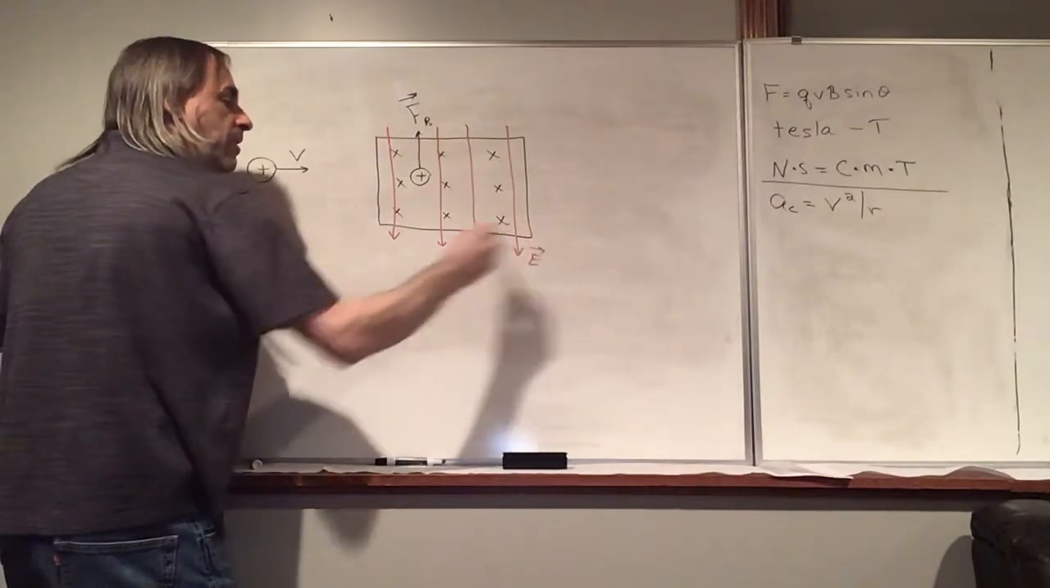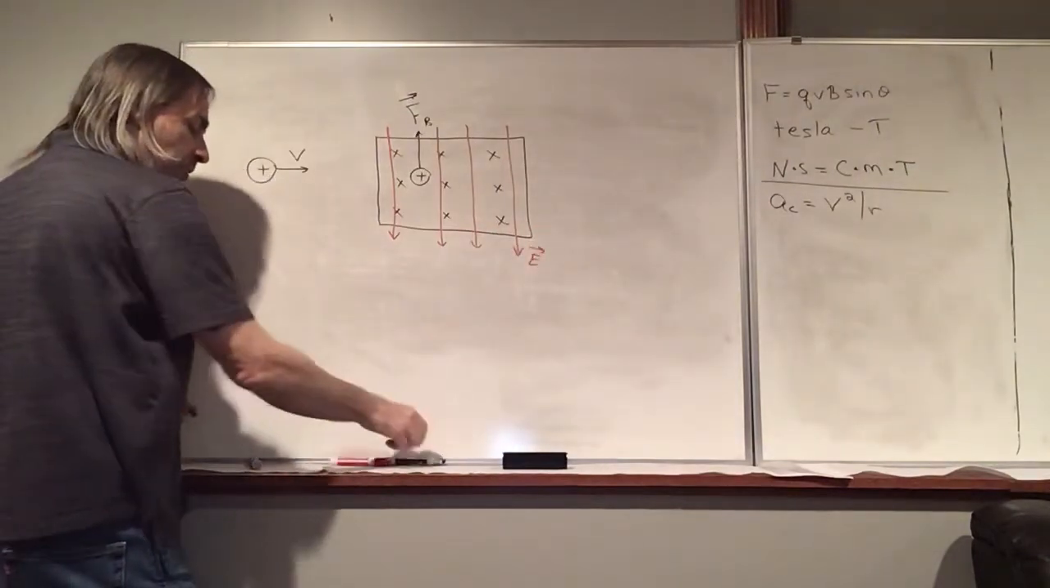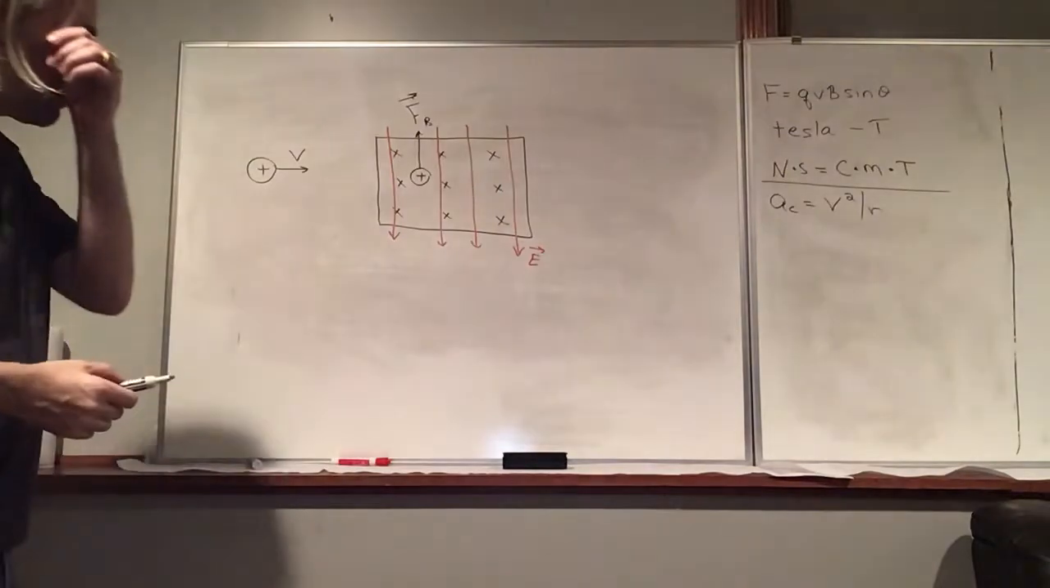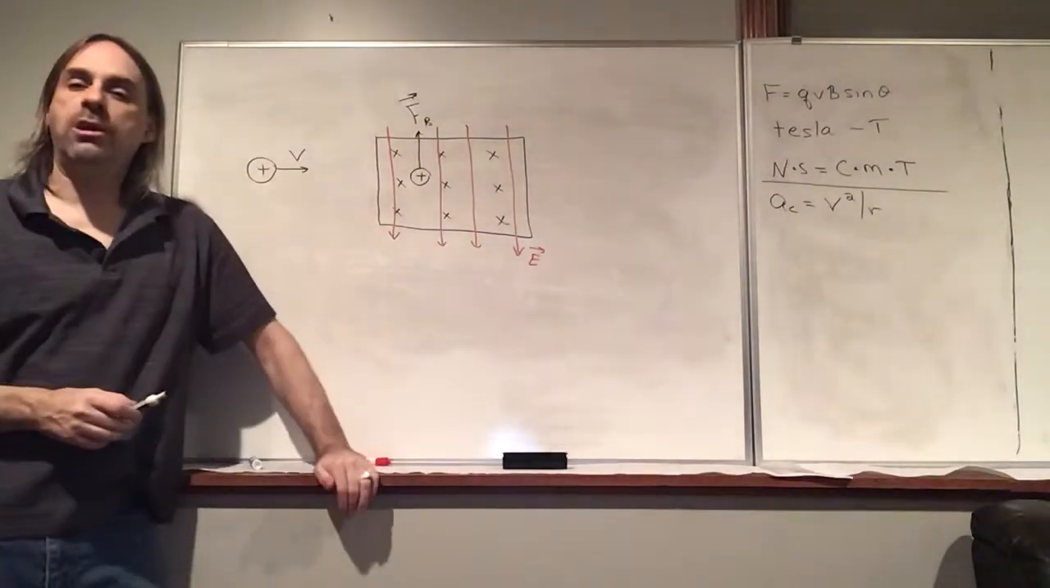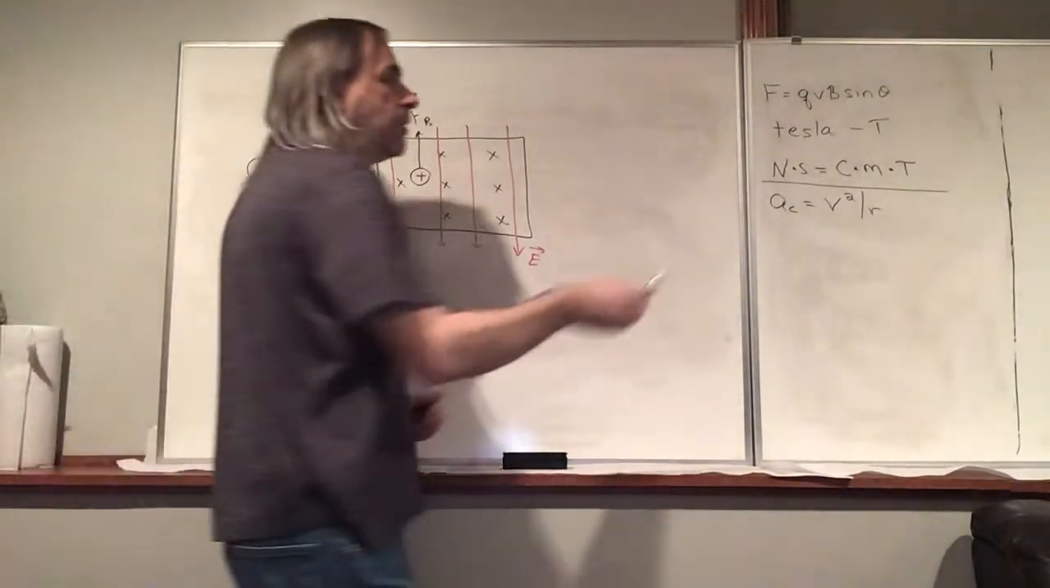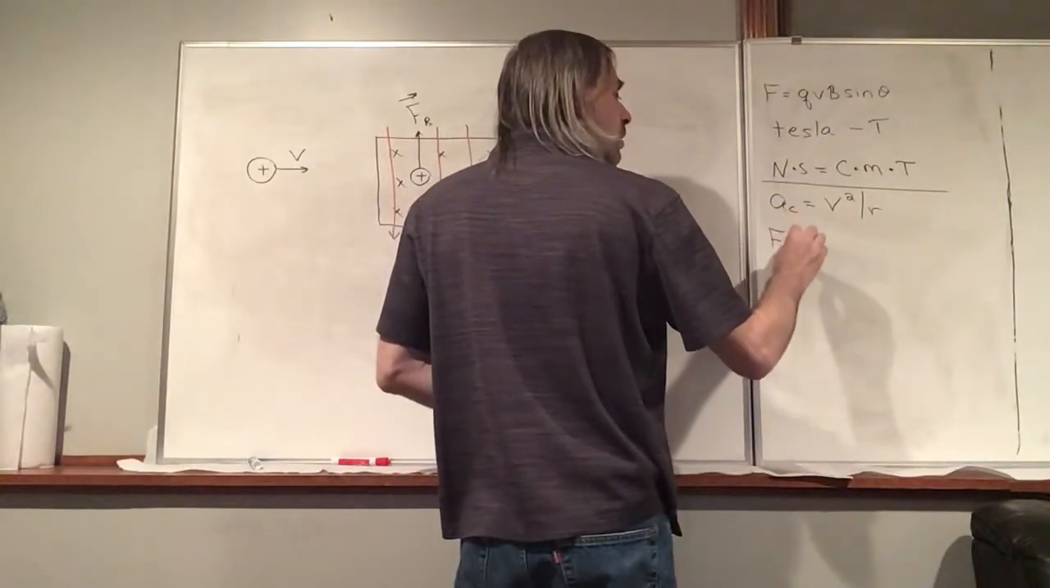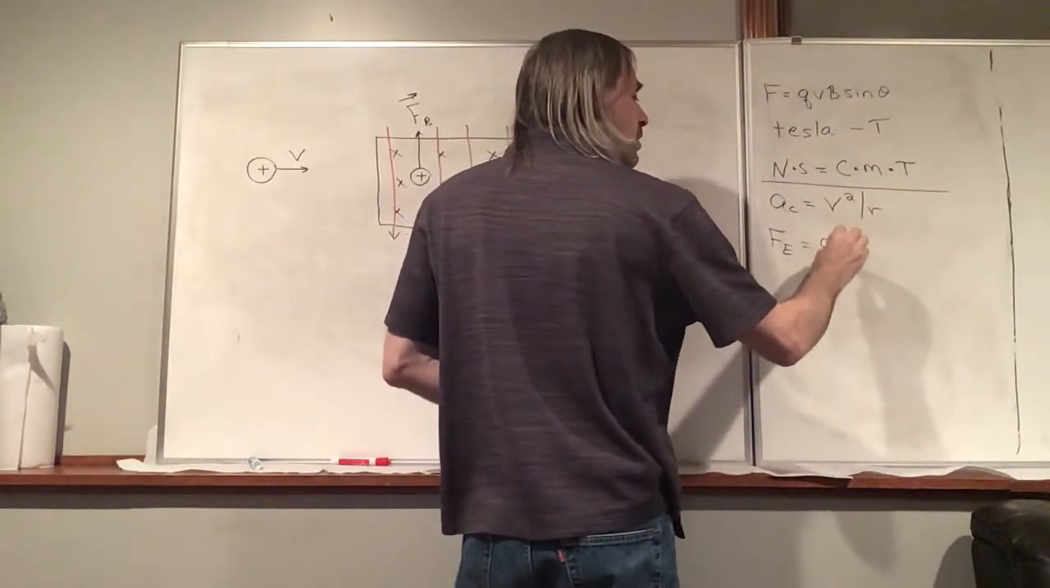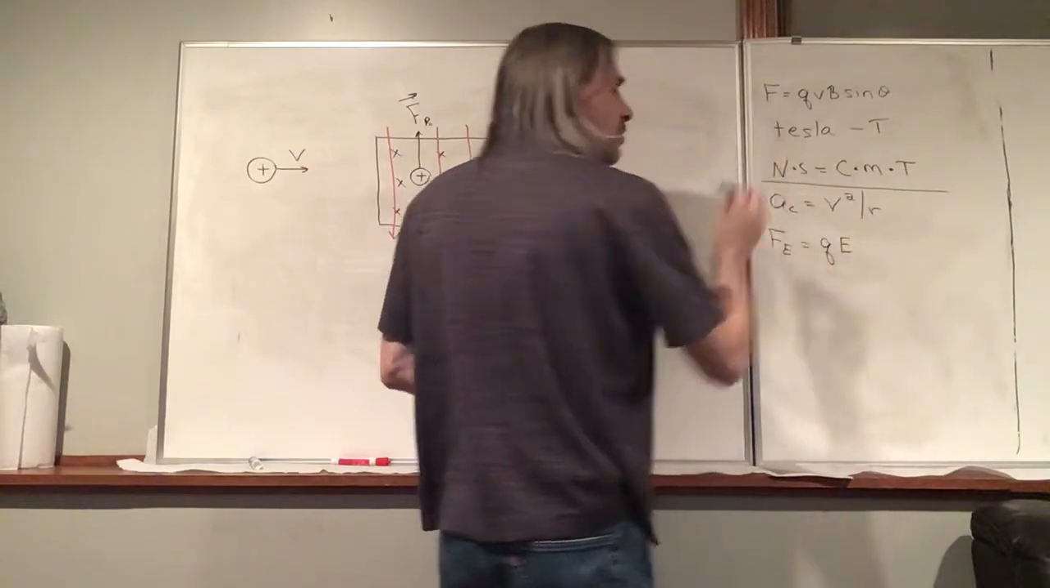So the magnetic field is into the page, the electric field is downward. Now, the electric force on an object, I'll write that down as well. That's a much simpler one. That's just Q times E.